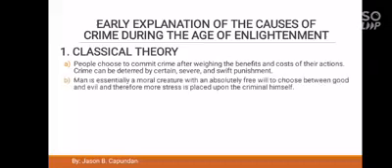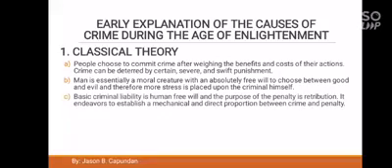Man is essentially a moral creature with an absolutely free will to choose between good and evil, and therefore, more stress is placed upon the criminal himself. Basic criminal liability is human free will, and the purpose of the penalty is retribution. It endeavors to establish a mechanical and direct proportion between crime and penalty, so that every man is therefore responsible for his actions.